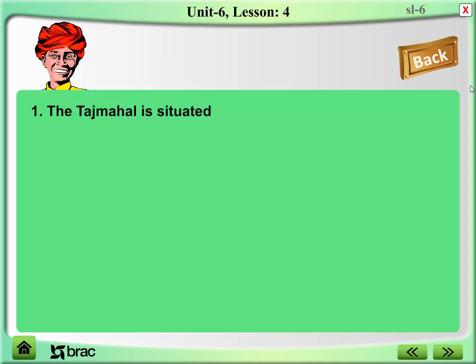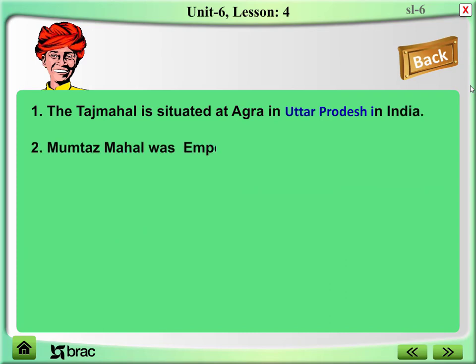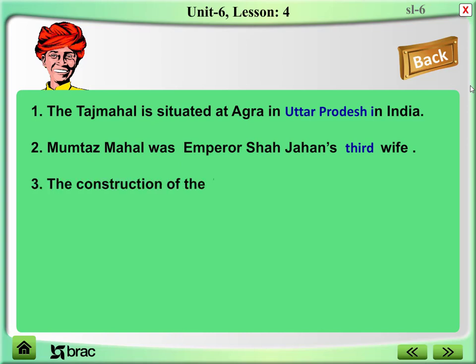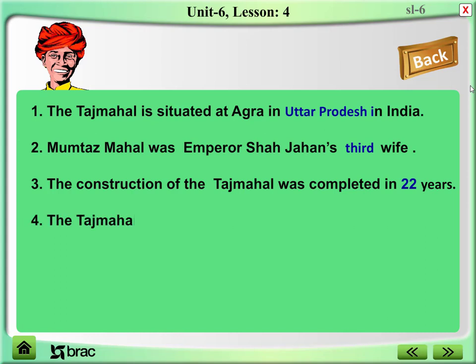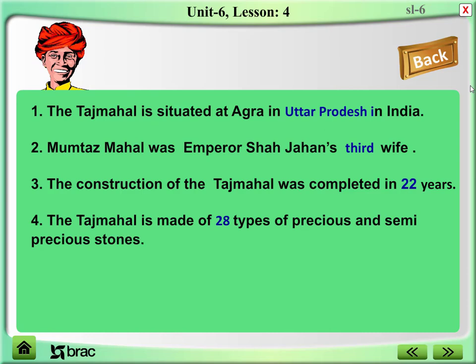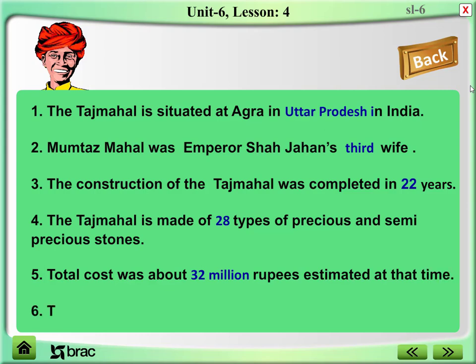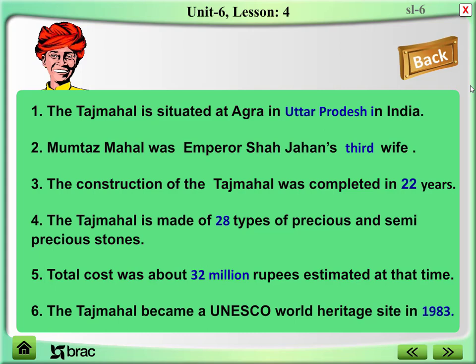The Taj Mahal is situated in Agra in Uttar Pradesh in India. Mumtaz Mahal was Emperor Shah Jahan's third wife. The construction of the Taj Mahal was completed in 22 years. The Taj Mahal is made of 28 types of precious and semi-precious stones. Total cost was about 32 million rupees estimated at that time. The Taj Mahal became a UNESCO World Heritage Site in 1983.